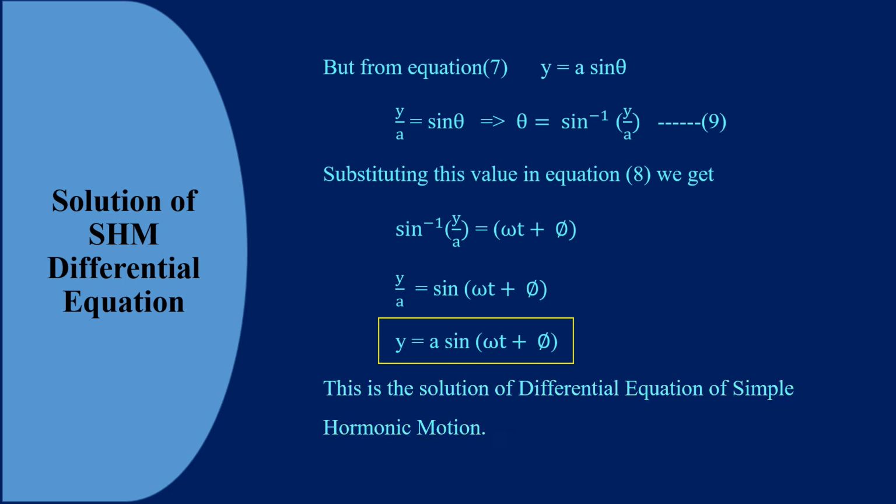So, dear students, in this class, we derived the differential equation of simple harmonic motion, that is d square y by dt square plus omega square y equal to 0. And the solution of that differential equation is y equal to a sin of omega t plus phi.